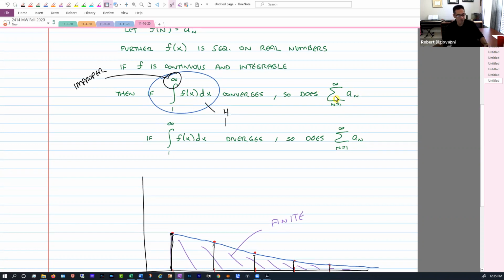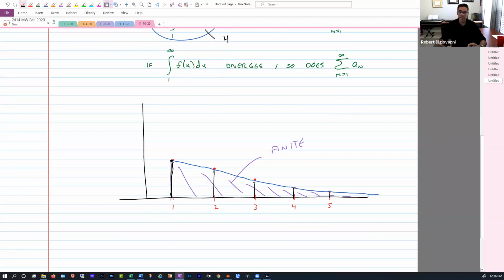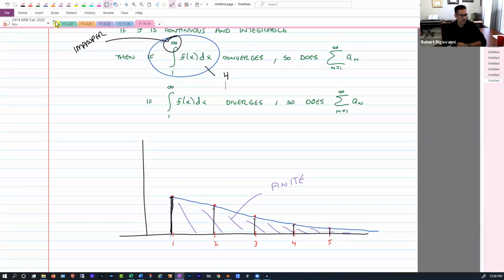Now, what's really nice about this is that if the integral diverges, right, it doesn't mean the test fails. It actually means that you can say that the series diverges also. So if this area becomes infinite, then the series does too, which is a little harder to show, but you're just going to take it on faith, all right?